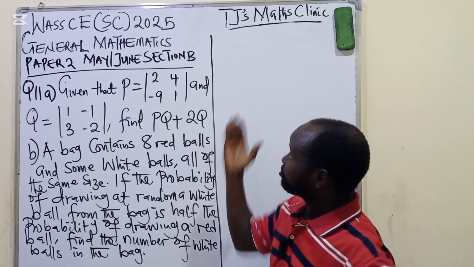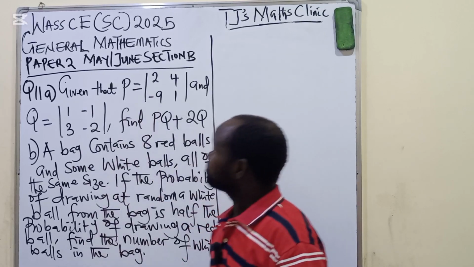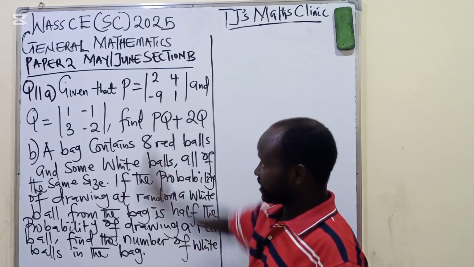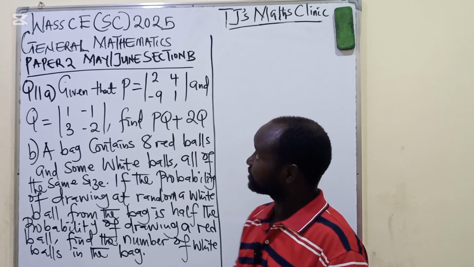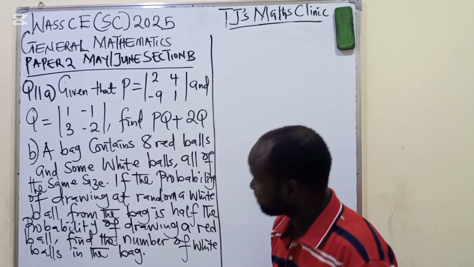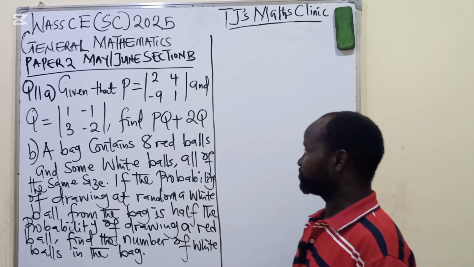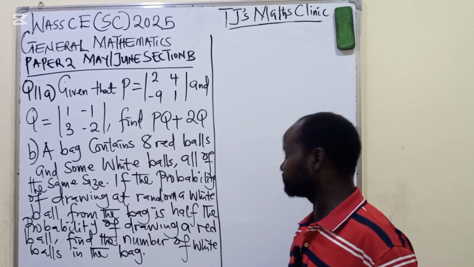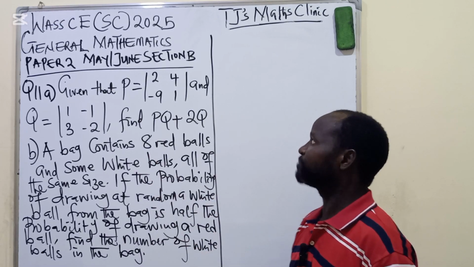Still on WAEC 2025 for school candidate. This is general mathematics, that is core mathematics, paper 2 May June, section B. With us here is question 11A and 11B, the entire question 11. This question carries 12 marks.